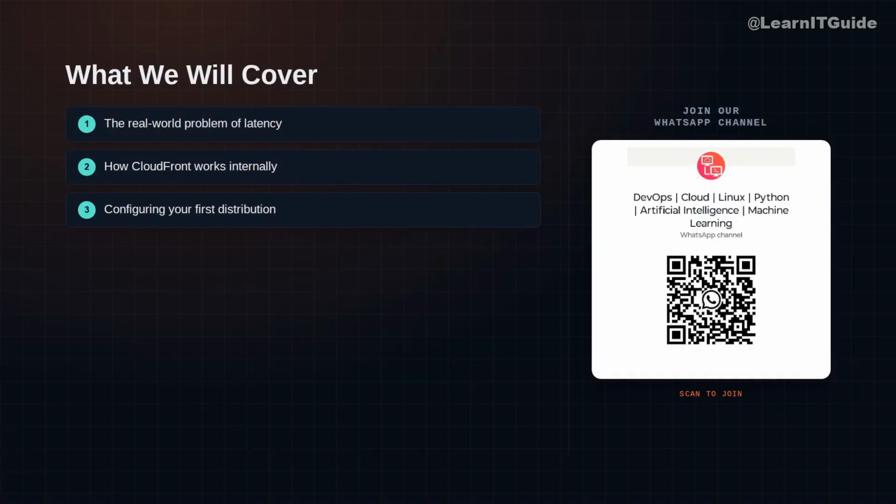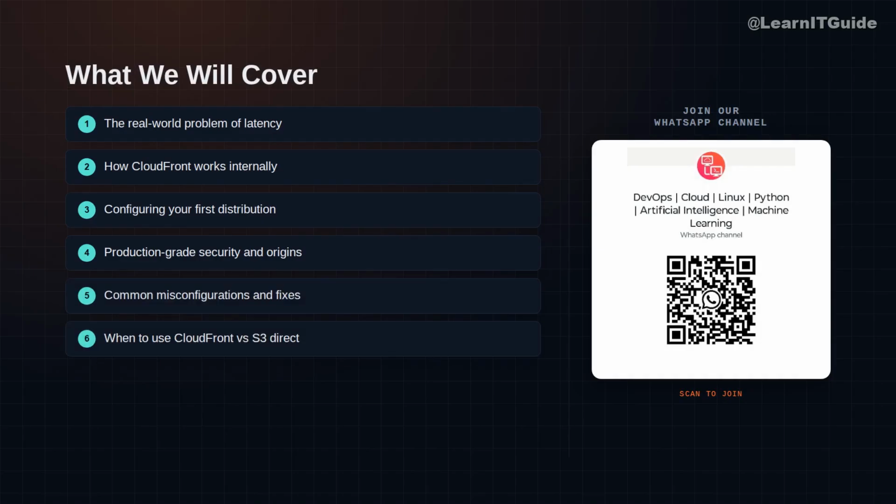Specifically, we will look at the latency problem, the internal mechanics of edge locations, how to set up your first distribution, production security patterns, common errors, and a decision framework for your architecture. These are the topics we are going to cover in this video. So do not skip ahead, watch all the way through to actually understand this properly.